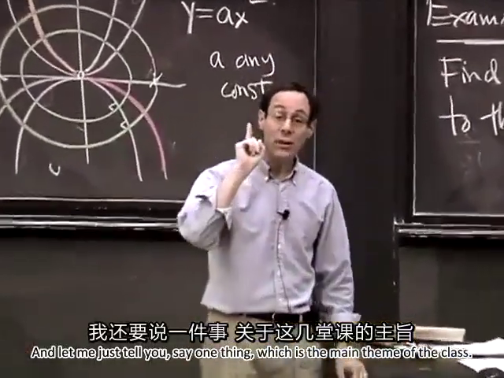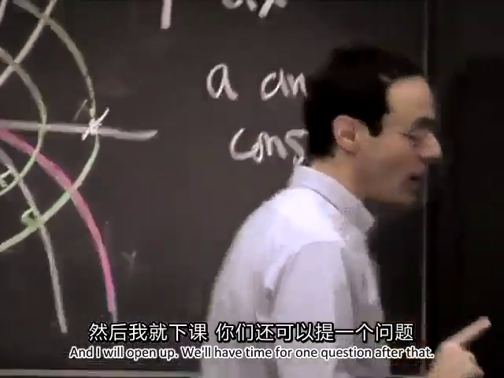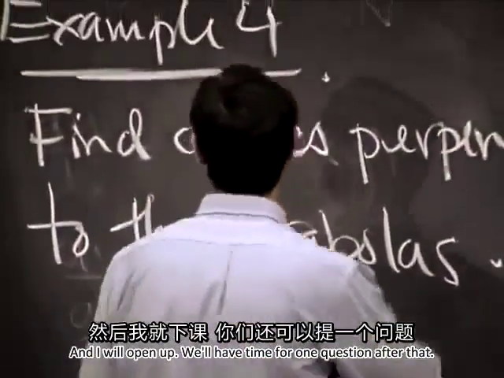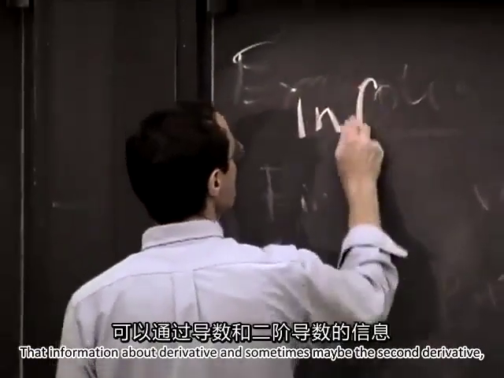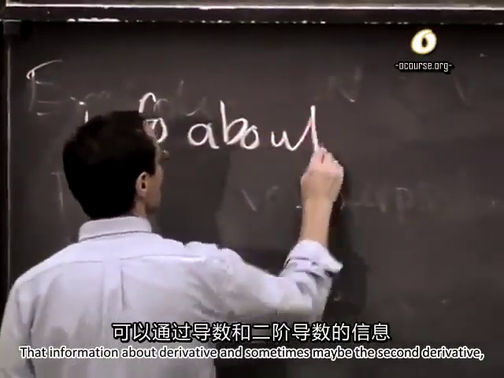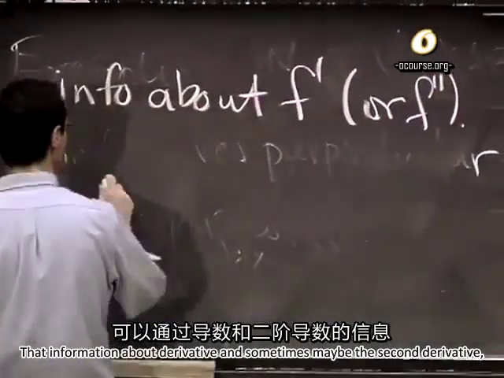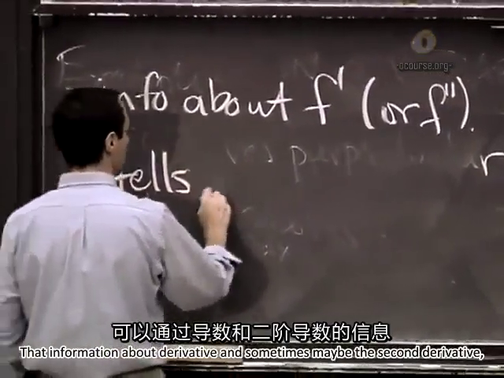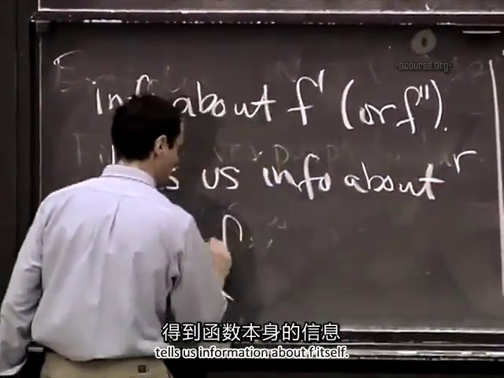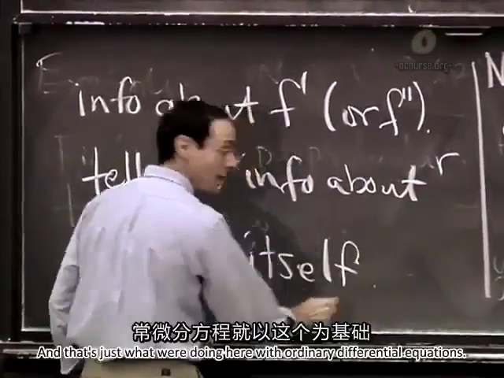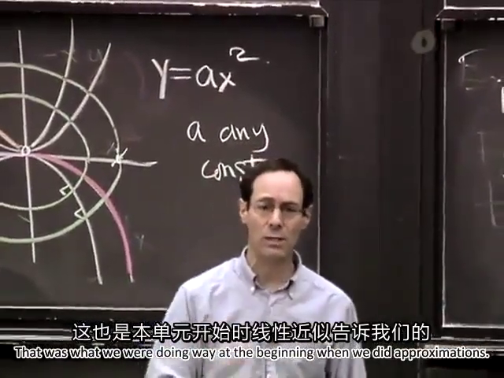And let me just say one thing, which is the main theme of the class, and I will open up. We'll have time for one question after that. The main theme of this unit is simply the following, that information about the derivative, and sometimes maybe the second derivative, tells us information about f itself. And that's just what we were doing here with ordinary differential equations, and that was what we were doing way at the beginning when we did approximations.